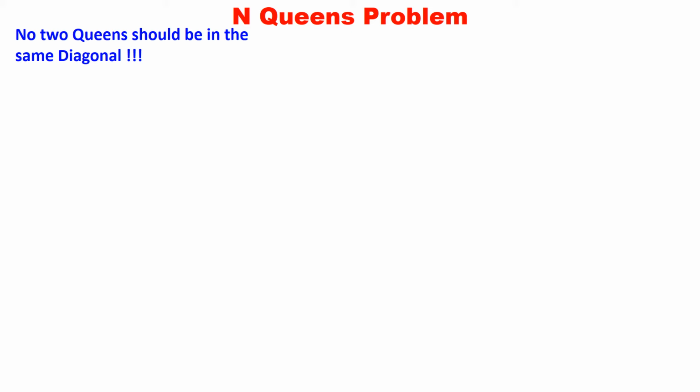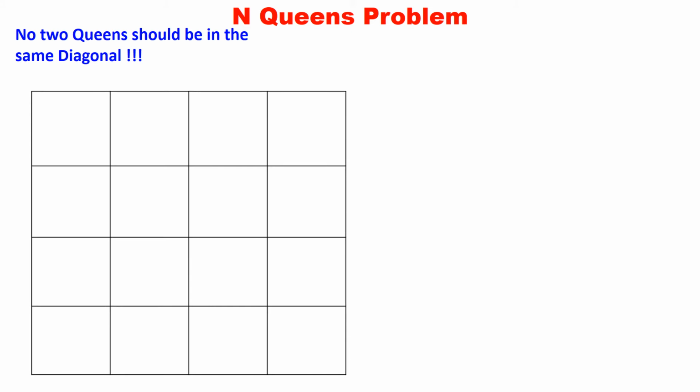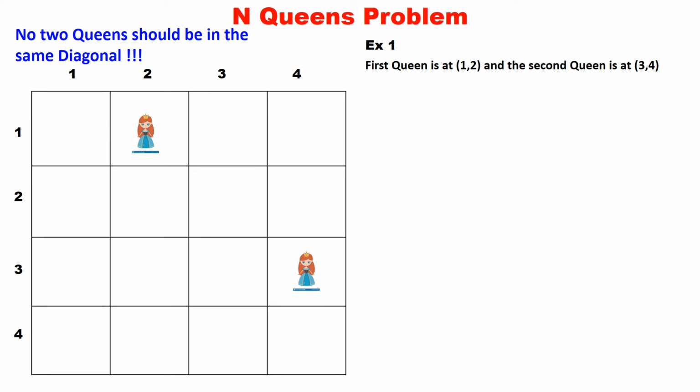To make you understand this logic, I'll consider a 4 cross 4 chessboard. So, column numbers, row numbers. I'll take some queens randomly. Example 1: I'll take one queen at 1 comma 2, first row, second column, and the second queen at third row, fourth column. So the first queen is at 1 comma 2 and the second queen is at 3 comma 4.